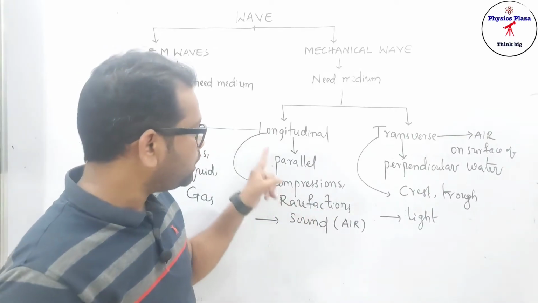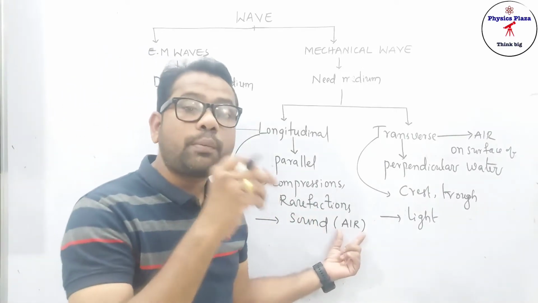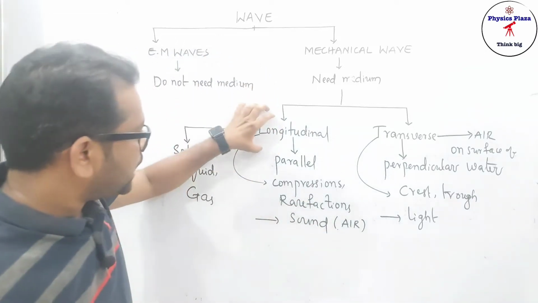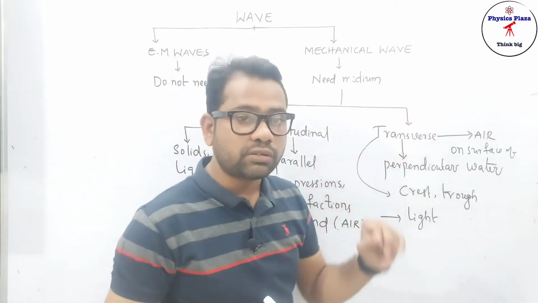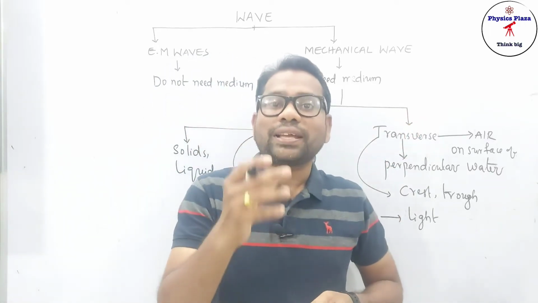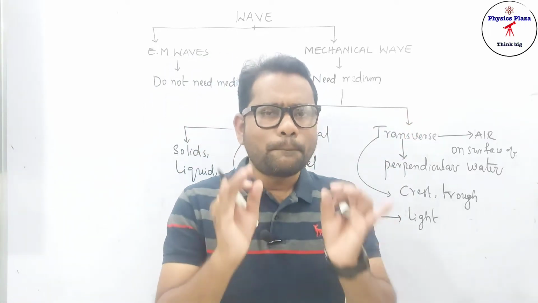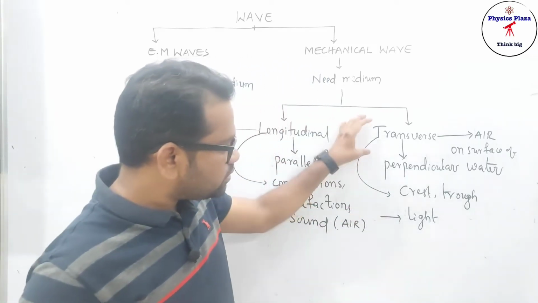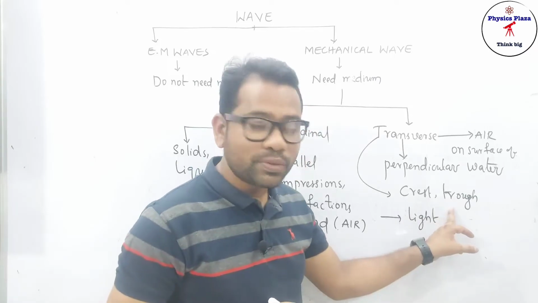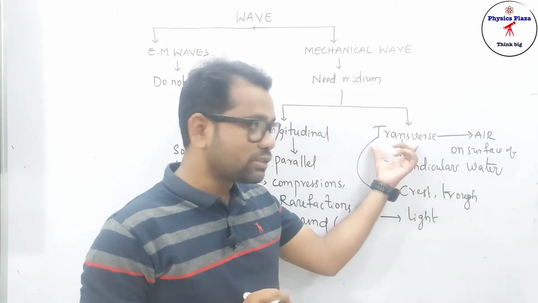The best example: sound in air travels in the form of longitudinal waves, and longitudinal waves can propagate through solids, liquids, and gases. Coming to the transverse wave: the wave in which the particles of the medium vibrate perpendicular to the direction of propagation of the wave is called a transverse wave. In a transverse wave, children, crests and troughs are formed.